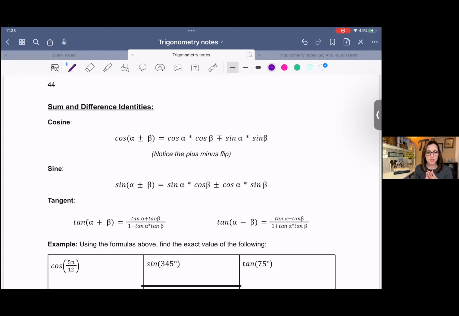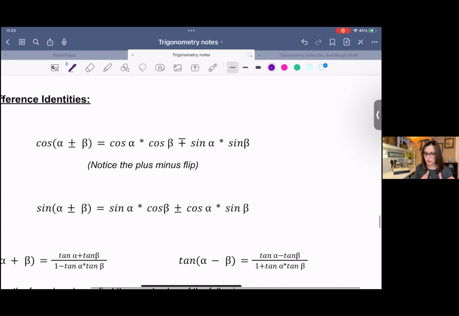The sum and difference identity for cosine is this. So if we have an angle plus or minus another angle, we have alpha and beta here, just saying different angles, then we can convert that into cosine of the first angle times cosine of the second angle, and then flip that, minus plus sine of the first angle times sine of the second angle. That flipping just means that if you start with plus, then in your formula, you're going to use minus. And if you start with minus, you're going to use plus. So we just flip that sign.